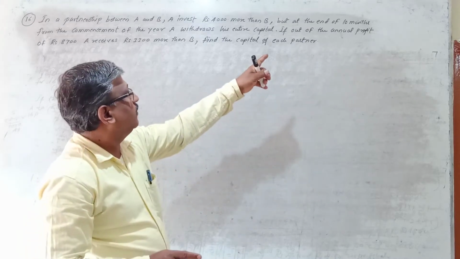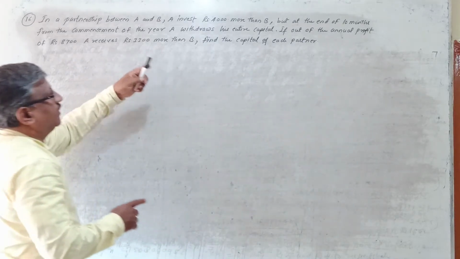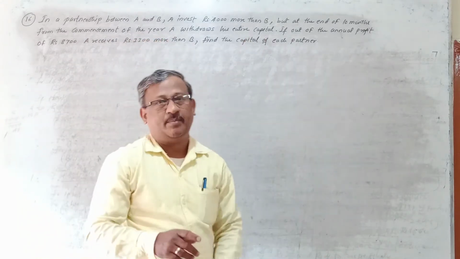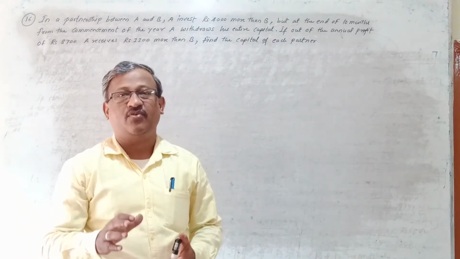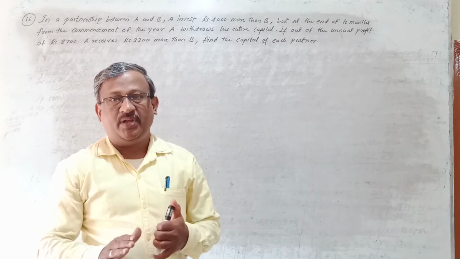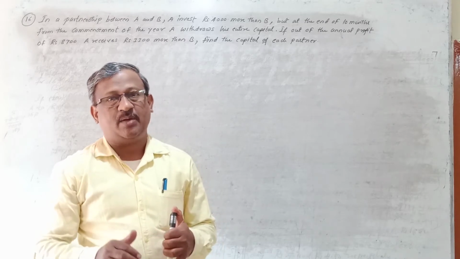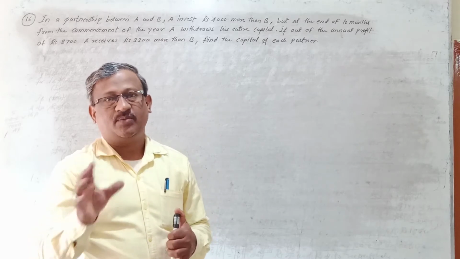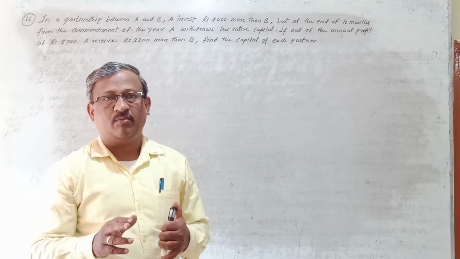From the commencement, at the end of 10 months, A has withdrawn his entire capital. Means his capital is used only for how many months? 10 months. About B, nothing is mentioned. That means his capital is used for all 12 months. That you have to understand. Only that is the point. The rest of the problem is the same.